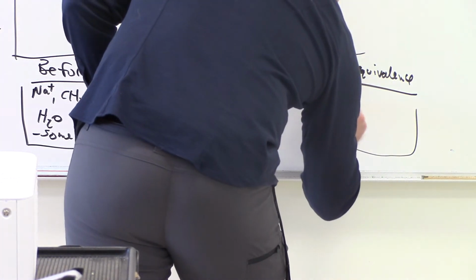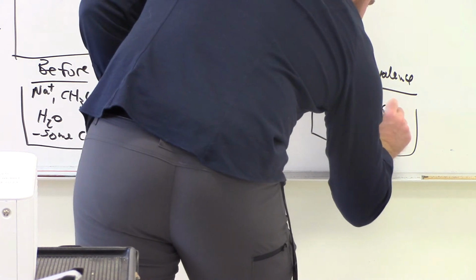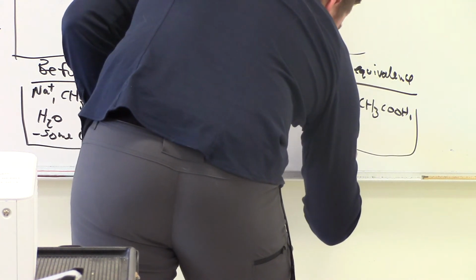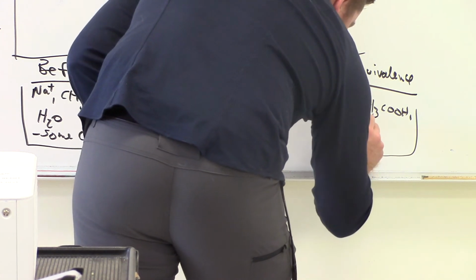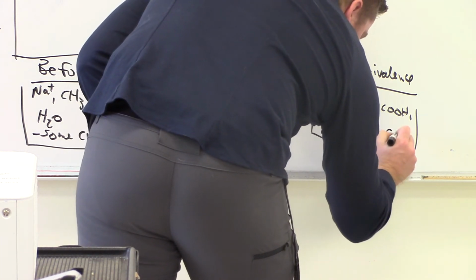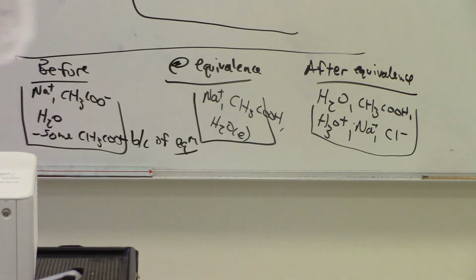So after, you'll have H2O, CH3COOH, but H3O+ starts to build up, you'll have Na+, and you'll have Cl- present. Okay, so with the weak base and the strong acid, the equivalence will be below 7. All right.